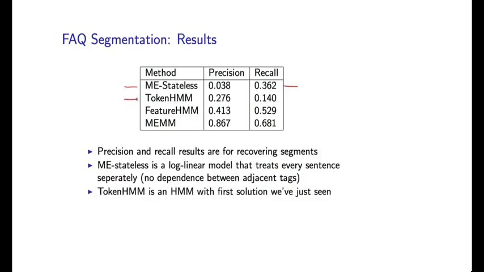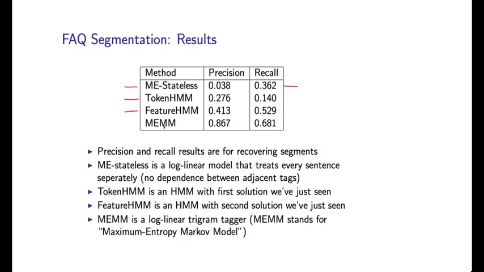Token HMM is the first approach to building a hidden Markov model that I showed you in the previous couple of slides, where we simply calculated the probability of an entire line by creating a unigram language model which had a single term for each word in the line. Feature HMM was the second HMM solution I described, where in a first step we took a line and transformed it to the sequence of features representing that line. And we can see we get a slight improvement here. These numbers are getting better and better.